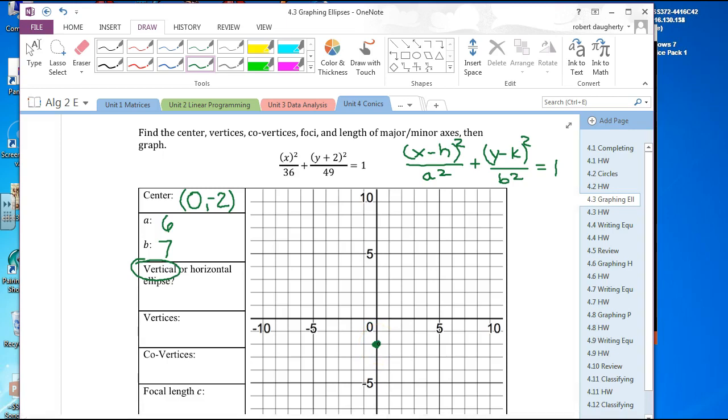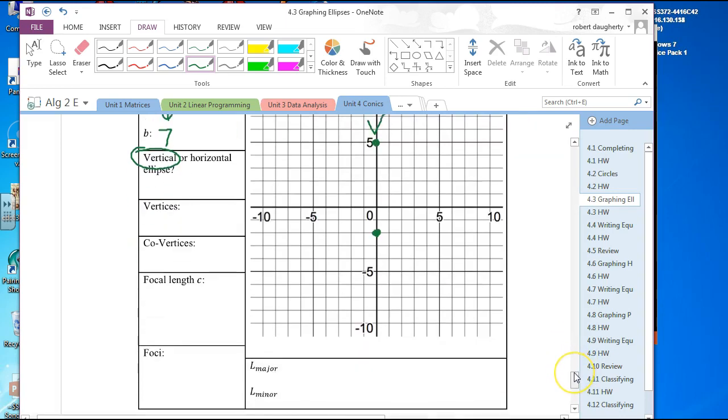I go up 7. 1, 2, 3, 4, 5, 6, 7. And what is that point? That is a vertex. Okay. And then if I go down 7, 1, 2, 3, 4, 5, 6, 7, that is another vertex. Okay, so now I know the vertices. The vertices are what? (0, 5), and (0, -9).